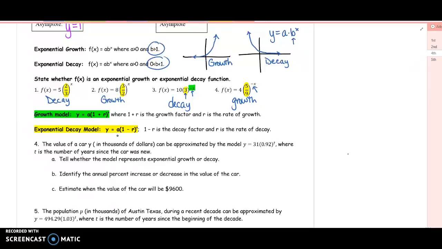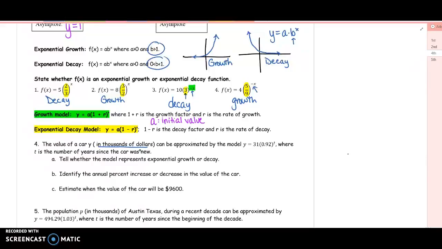In here, the a value, and it's not written in here, so you should write it in here. The a value represents the initial value. So the initial price of the car, the initial population, whatever the starting value is, that's your a. And then it tells you in here that r is the growth rate. So number 4, the value of a car in thousands of dollars, and that's kind of a key phrase, can be approximated by the model y equals 31 times 0.92 raised to the t, where t is the number of years since the car was new.